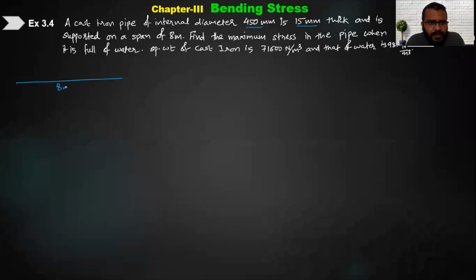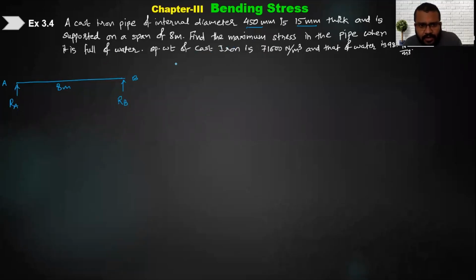There is 8 meter span ka pipe hai. It is simply supported, right? It is simply supported like at these two ends. AB उसका नाम दे देता हूँ मैं. Okay. So reaction at A होगा and this is reaction at B. Find the maximum stress in the pipe when it is full of water.